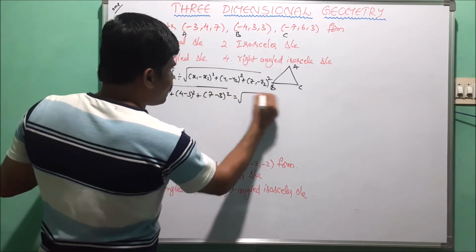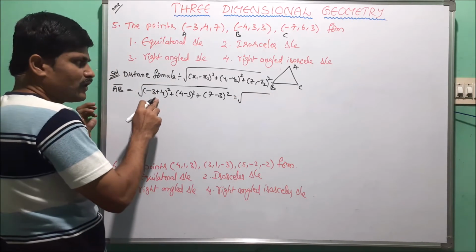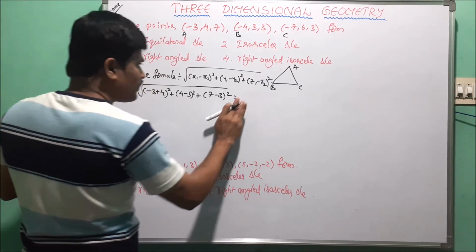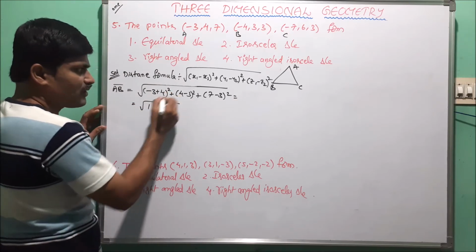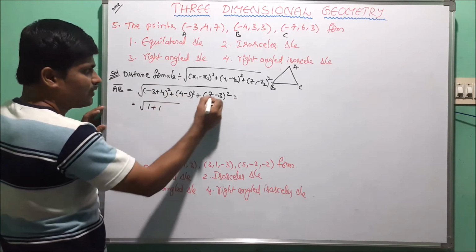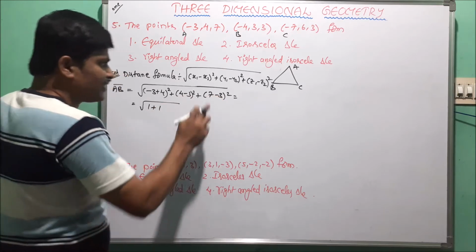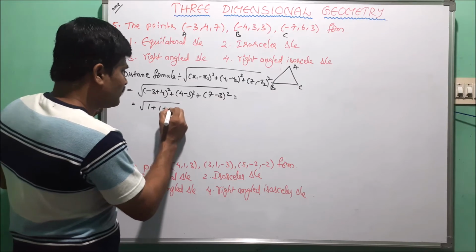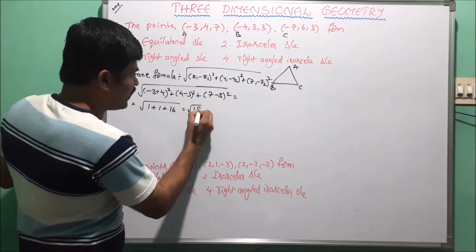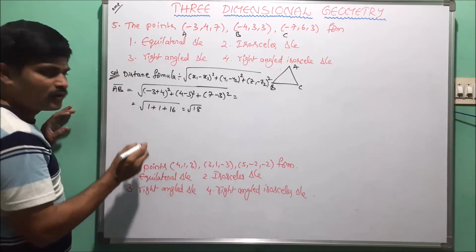Now in that we have to observe: minus 3 plus 4 is 1. So 1 square means 1. This is also 1. In that, 7 minus 3 means 4. 4 square is 16. So root 18. So the AB value is root 18.